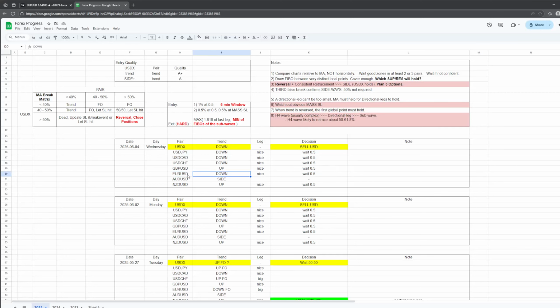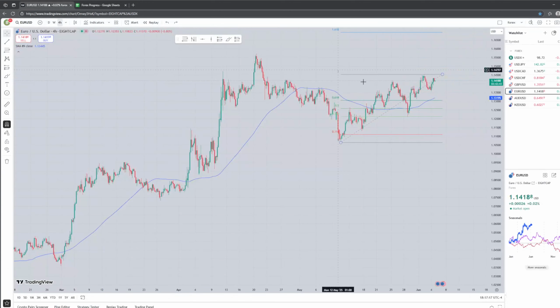Euro USD trend is up. Leg size is nice. Our decision is to wait for a 50% retracement.